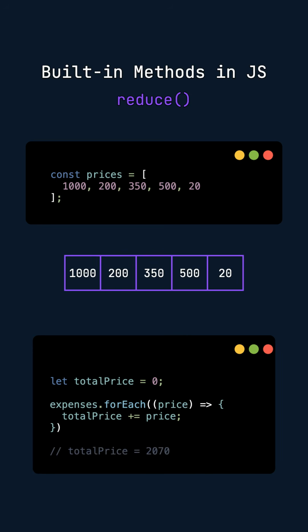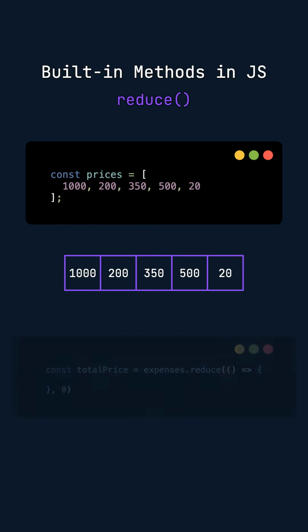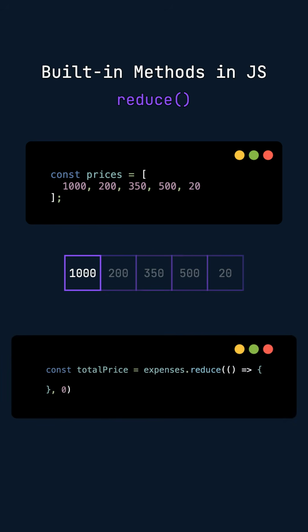Now this works just fine, but instead of using the forEach method, I'm going to convert this to use the reduce method. Because what the reduce method does is it takes an array of values and reduces it down to one single value. And in our case, we want to take this array of prices and reduce them down to one total price. The reduce method takes two parameters.